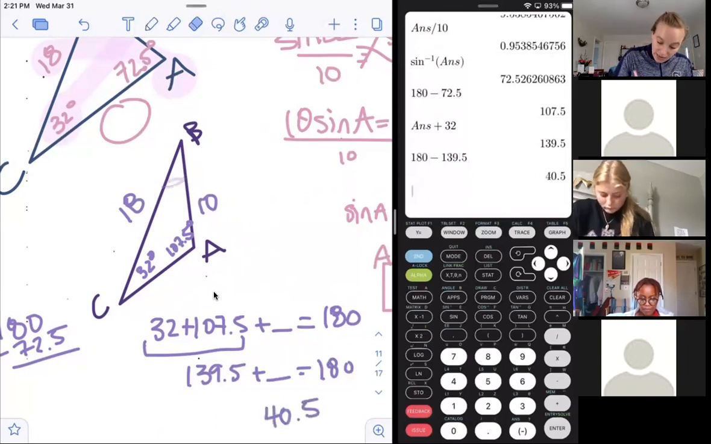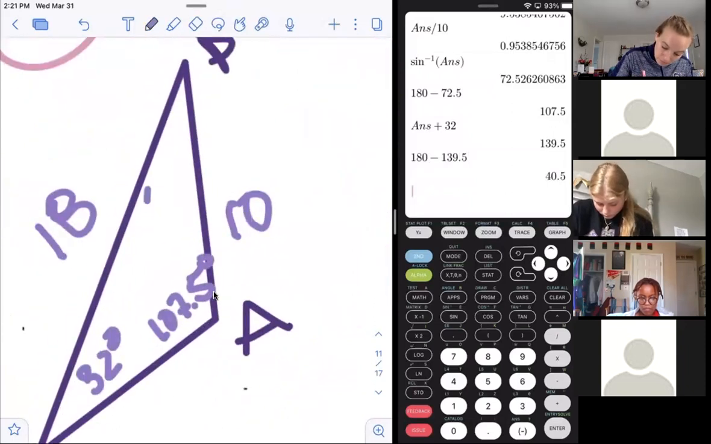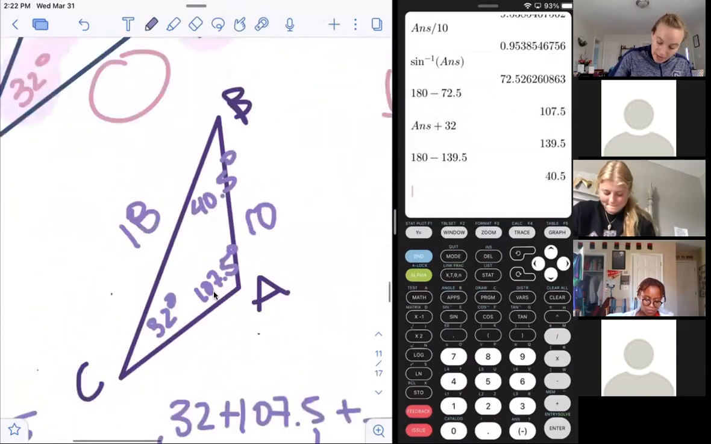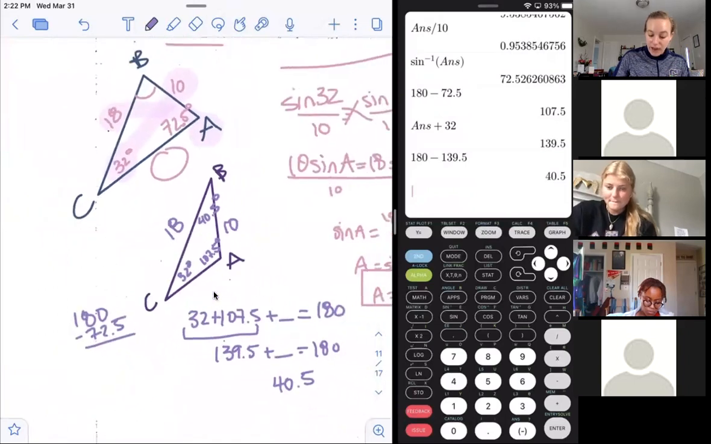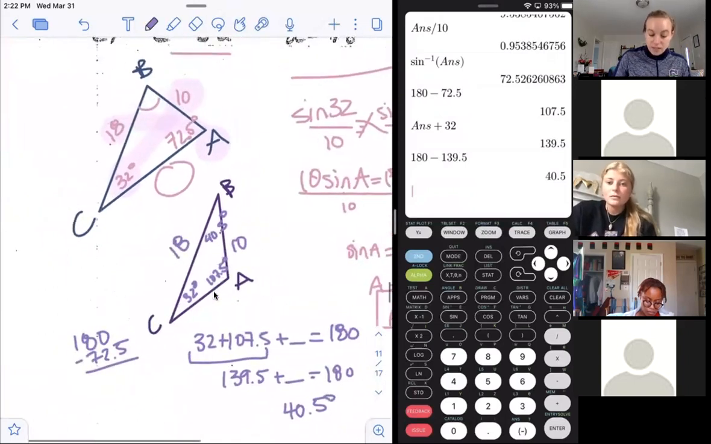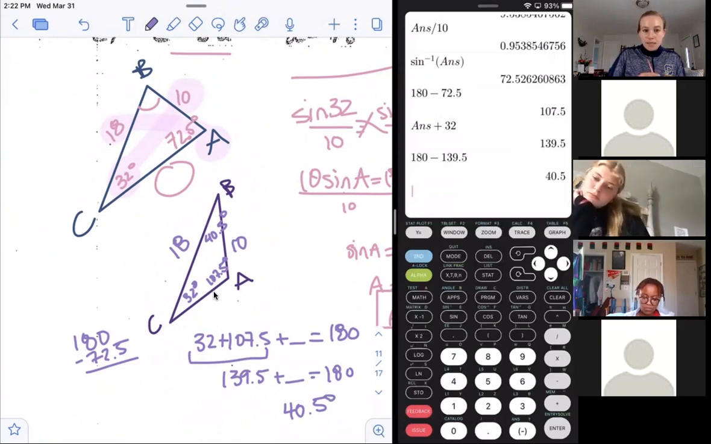So I actually can have this purple triangle where my angles are 32, 107.5, and 40.5, just like I can have the blue triangle above where my angles are 32, 72.5, and then something else I'll have to find out momentarily. Does anyone have questions on why we see that these 2 triangles work? Now that we see that there are 2 triangles, we do need to finish solving them. So you need to find all of the angles and all the sides before we're done with this problem.